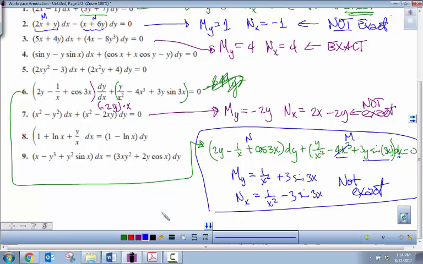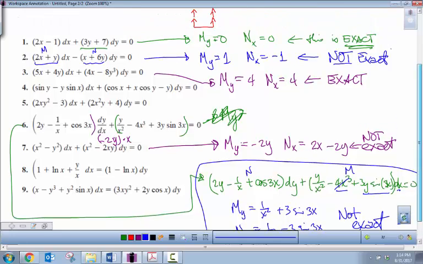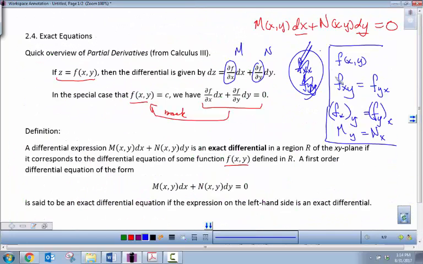So this is just to check whether something's exact or not. We haven't done the differential equations part yet. So we're going to do the differential equations now, where we try to obtain the original function. And again, back to Calc 3, if we know that the first function, m, was a derivative of an original function with respect to y, maybe we can take the antiderivative with respect to y and get the original function back, right?